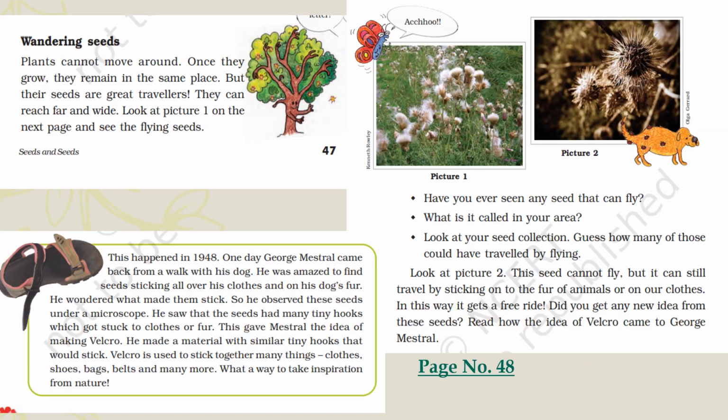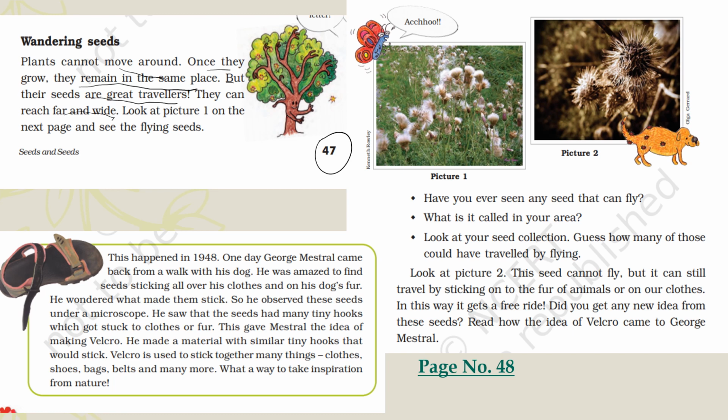Let's move forward. Next, on page number 47, you'll see this paragraph. It says wandering seeds, seeds that love to wander, that love to move, or that love to travel. So plants cannot move around. Once they grow, they remain in the same place. But the seeds are great travelers. They like to travel. They can reach far and wide. So they can reach far away places. They can go to different places.